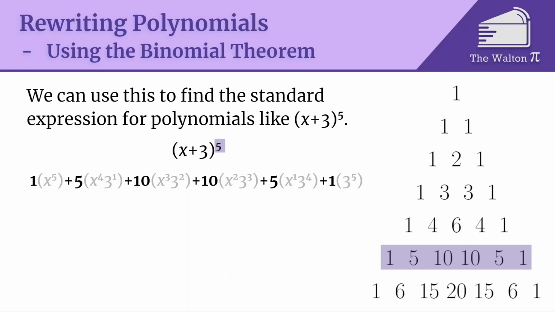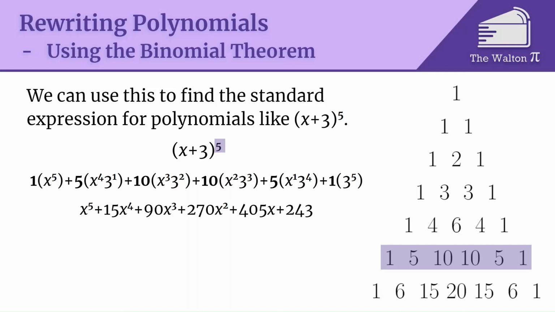Note that our powers of x are decreasing by 1 each time, and our powers of 3 are increasing by 1 each time, and that's just how we expand this out along with the coefficients from Pascal's triangle. So that is our full expression. Multiplying everything out gives us x to the fifth plus 15x to the fourth plus 90x cubed plus 270x squared plus 405x plus 243, and that is our standard form.